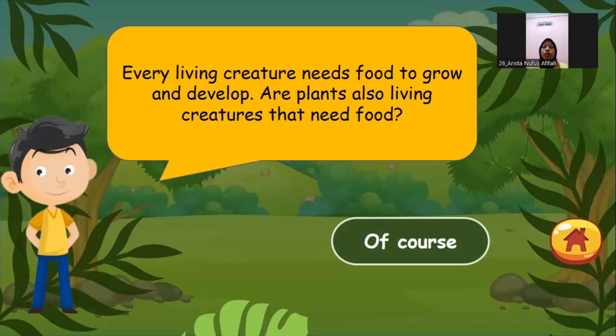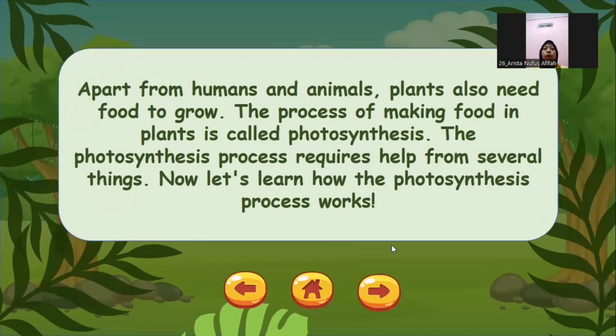Every living creature needs food to grow and develop. Are plants also living creatures that need food? Yes, of course. Apart from humans and animals, plants also need food to grow. The process of making food in plants is called photosynthesis. The photosynthesis process requires help from several things. Now, let's learn how the photosynthesis process works.